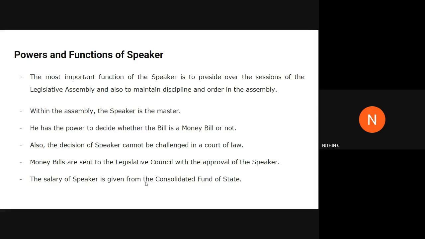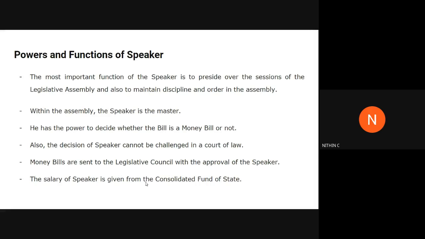One is with respect to the decision on a bill. Which type of bill it is will be decided by the speaker. The decision of the speaker cannot be challenged in court.